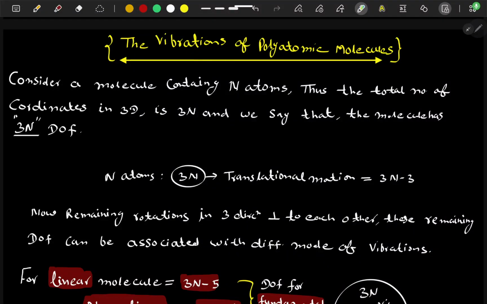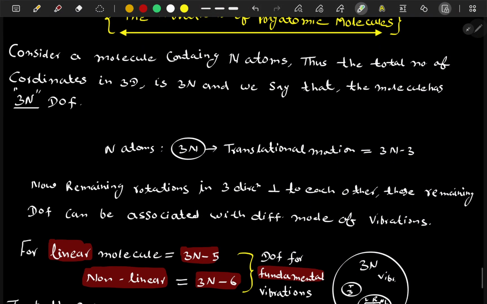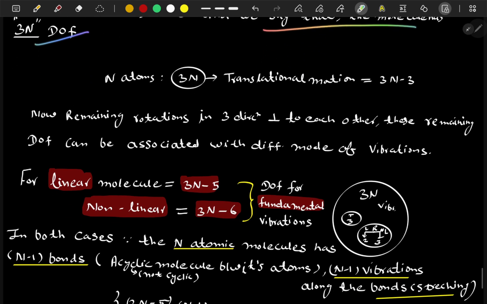The vibration of polyatomic molecules. Now consider a molecule containing n atoms. Thus the total number of coordinates in 3D is 3n. We said that the molecule has 3n degrees of freedom. So if we have n atoms in 3D, then there will be 3n translational motions, of which 3 are translation, so the vibrational part will be 3n minus 3.